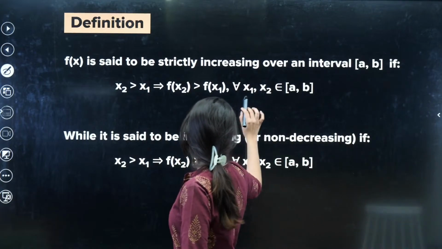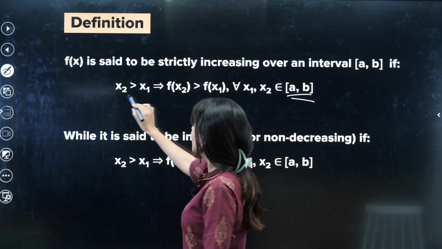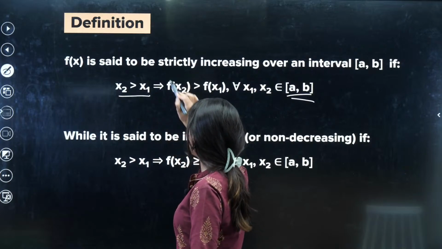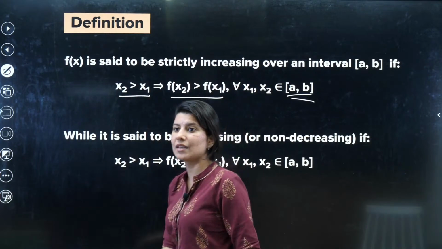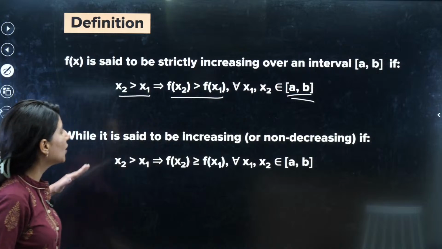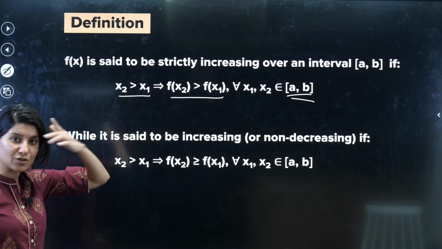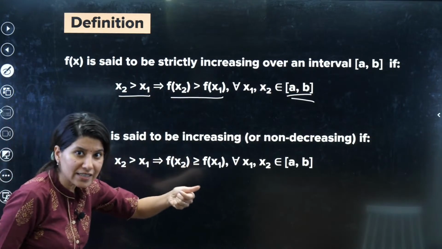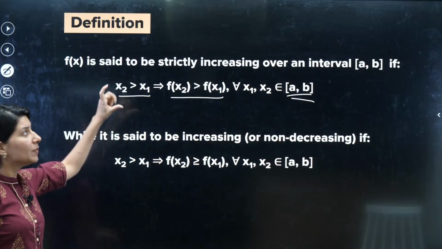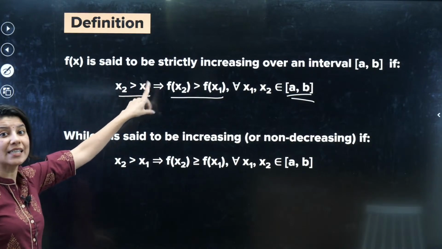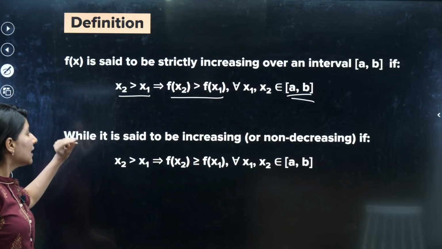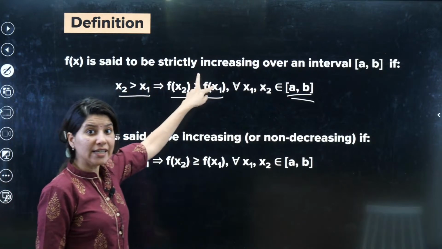For every x1, x2 belonging to this interval, if x2 is greater than x1, we make sure that f of x2 is greater than f of x1. This is what we call an increasing function. If we increase the value of x, the value of y automatically should increase. So this is what we call a strictly increasing function, right?